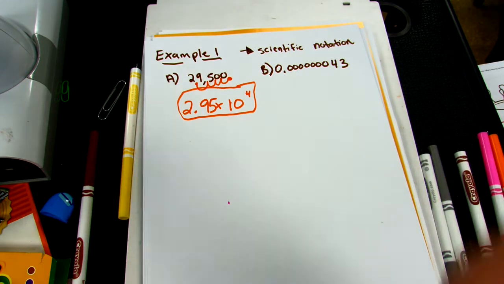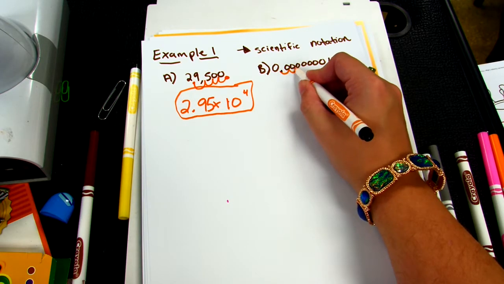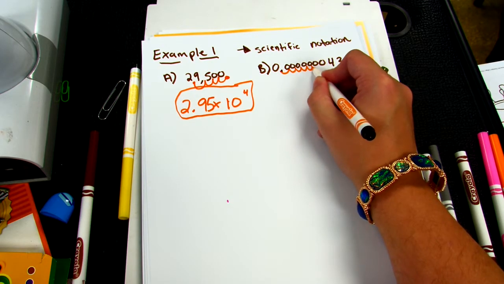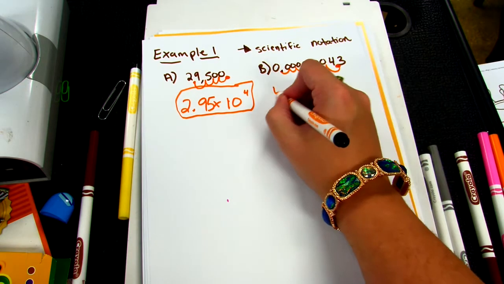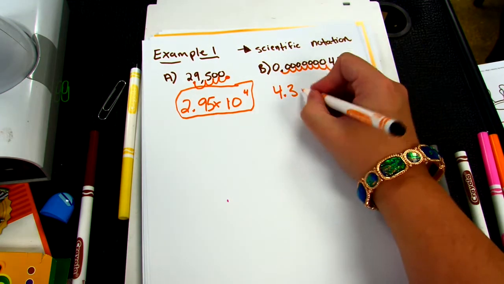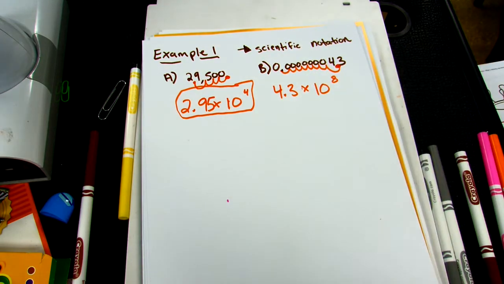Okay, so first thing you do is you move your decimal until you get a number between 1 and 10. So 1, 2, 3, 4, 5, 6, 7, 8. So you get your A value of 4.3. And since we moved it 8 times, that's the exponent. So now you decide positive or negative.